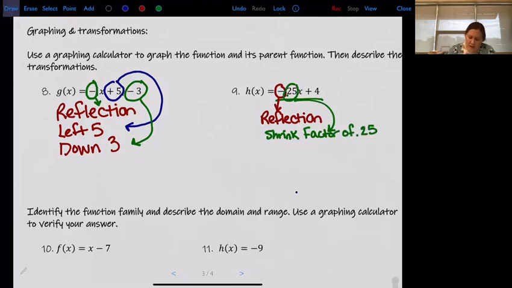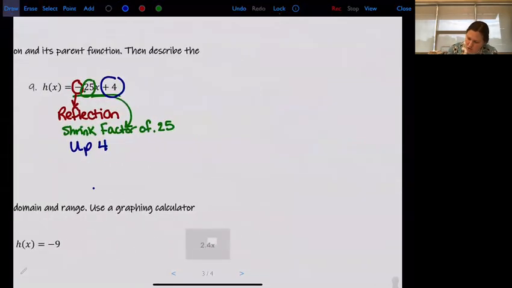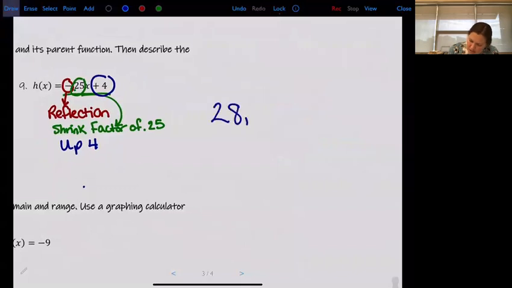All right, I know I've got arrows going everywhere, I'm sorry. And then this plus 4 on the end just means my y-intercept, instead of being at 0, went up to 4. So this is a vertical translation up 4. So you're going to do problems like this in your practice. So you can go to your practice and do problems 28, 29, 34, and 36.